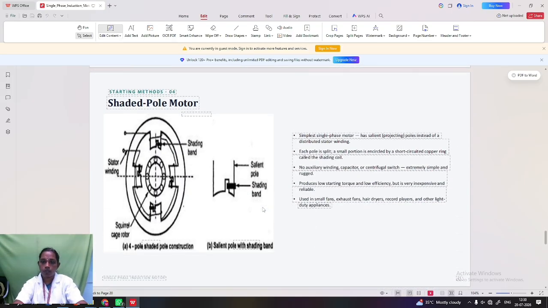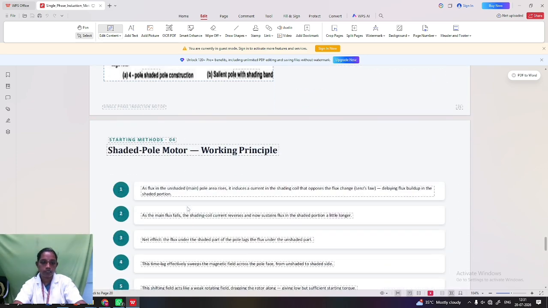The last one is the shaded pole motor, which is the simplest single phase motor, and has salient poles. Salient pole means projected poles instead of a distributed stator winding. Here each pole is split, and a small portion is encircled by a short circuited copper ring called the shaded coil. Here there is no auxiliary winding, capacitor or centrifugal switch. So the construction is extremely simple and rugged, but it produces low starting torque and low efficiency, though it is very inexpensive and reliable. This type is mostly preferred for low power applications such as small fans, exhaust fans, hand dryers, record players and other light duty applications.